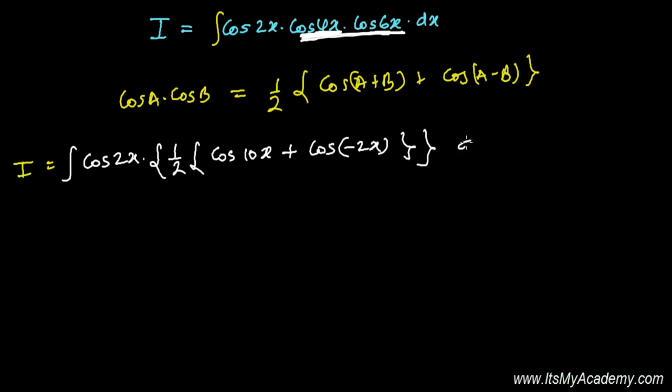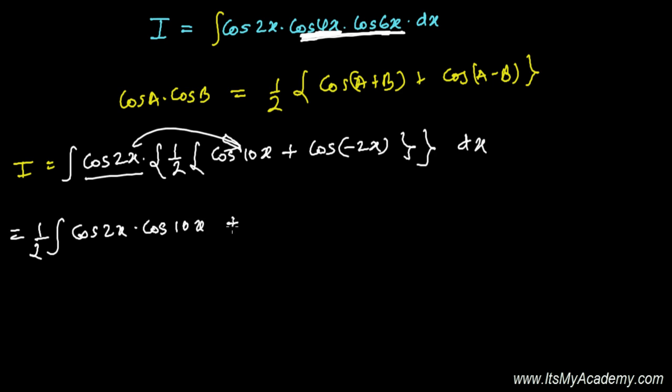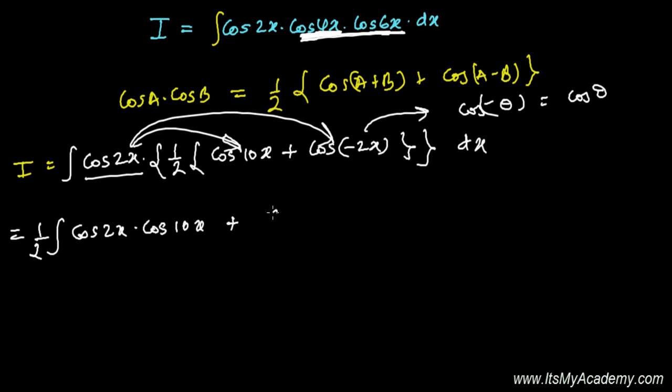And now in the next step, I can write the 1 by 2 outside, and cos 2x will multiply cos 10x, so it will be cos 10x, plus cos 2x will multiply cos of minus 2x. My friend, cosine of minus theta is cos theta, so cosine of minus 2x is cos 2x, and cos 2x multiplied by cos 2x will be cos square 2x, dx.